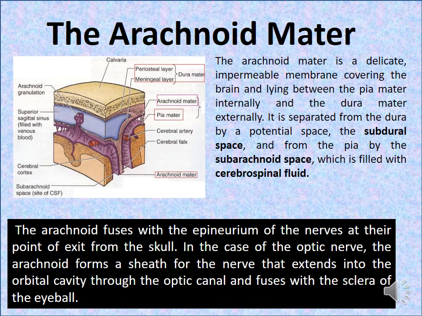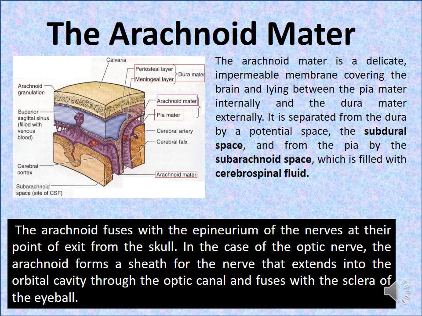The second layer is the arachnoid mater. The arachnoid mater is a delicate, impermeable membrane covering the brain and lying between the Pia Mater internally and the Dura Mater externally. It is separated from the Dura Mater by a potential space called the subdural space, and from the Pia Mater by the subarachnoid space, which is filled with cerebrospinal fluid.